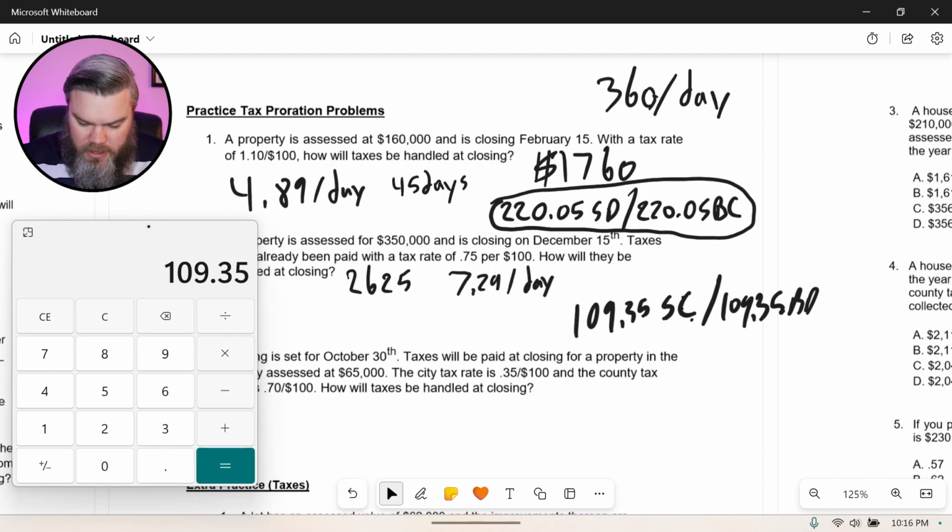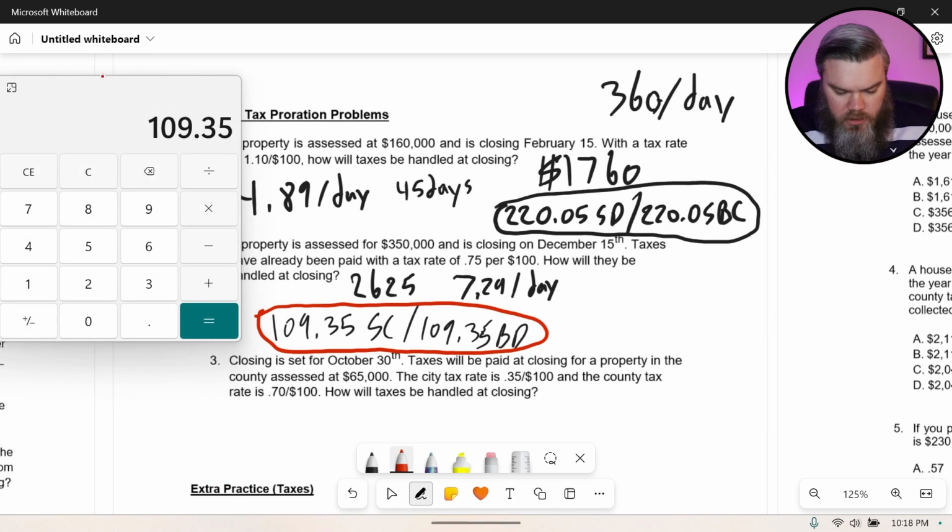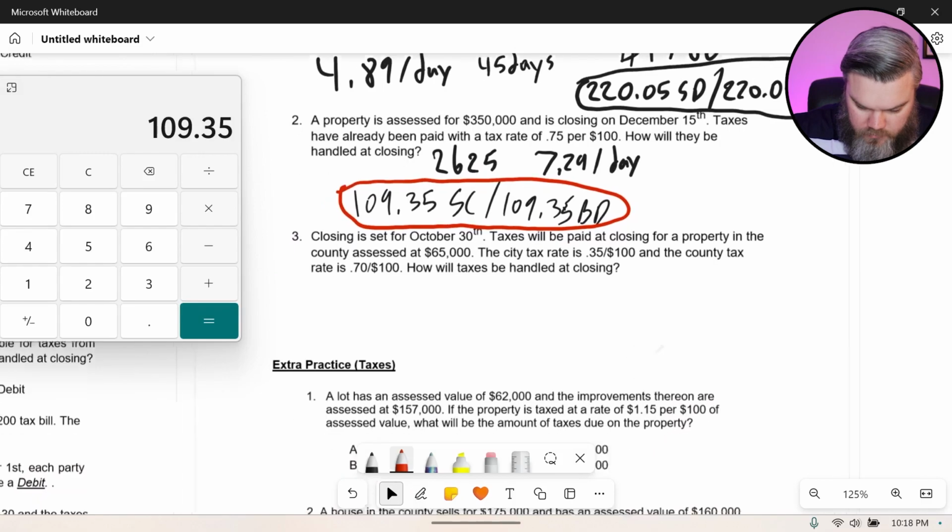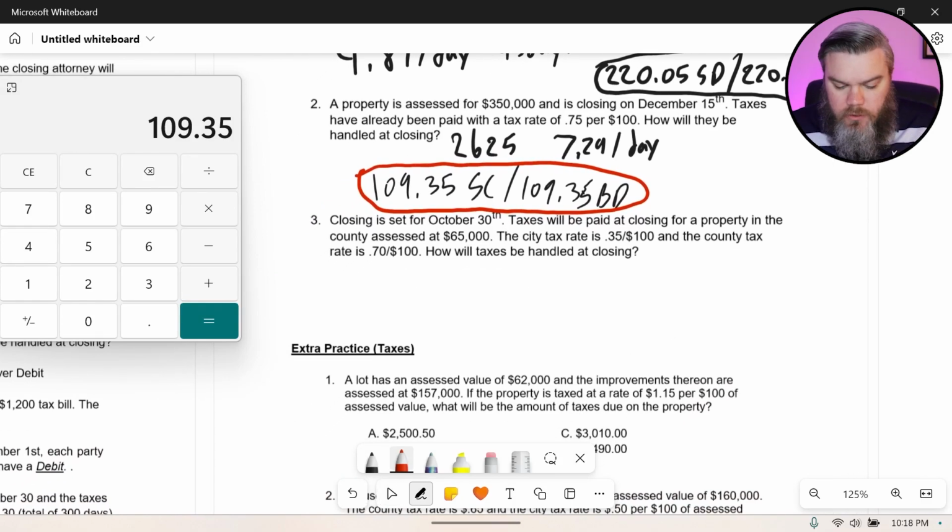So that is the answer here. So the next one here: closing is set for October 30th. Taxes will be paid at closing for a property in the county assessed at $65,000. City tax rate is 35 cents per 100 and the county tax rate is 70 cents per 100. How will taxes be handled at closing?